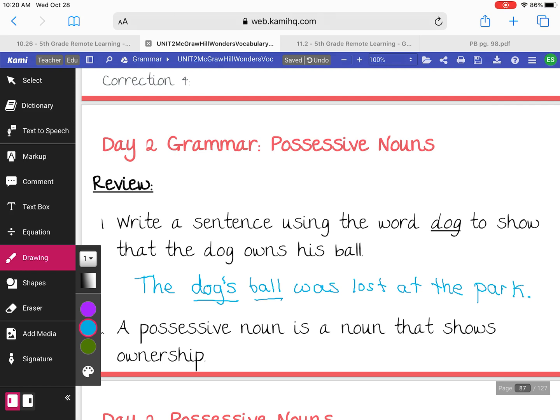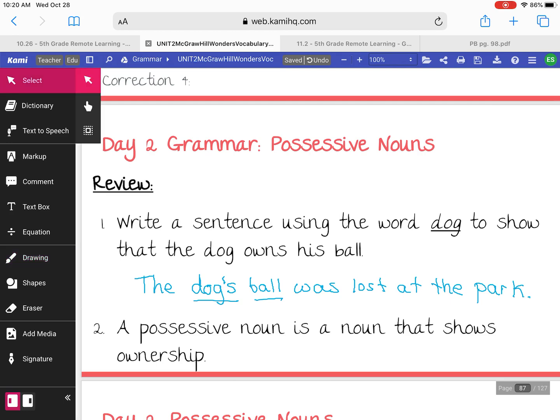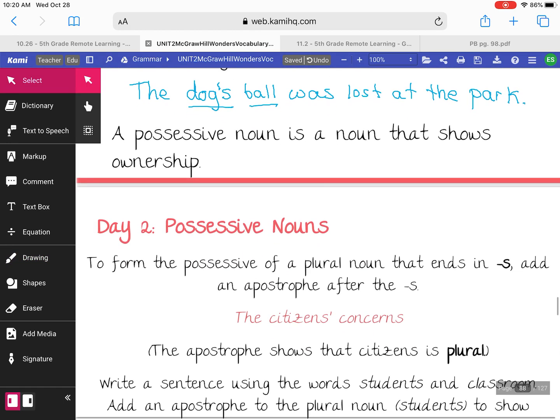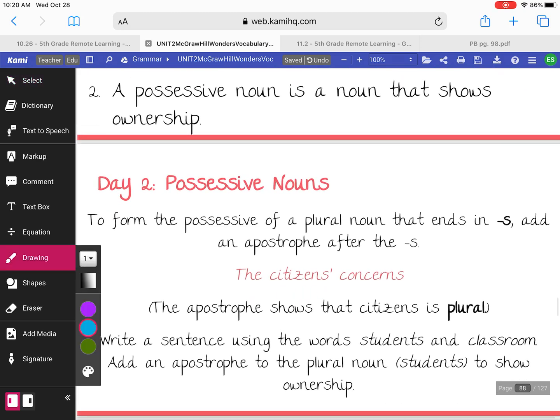Again, a possessive noun is just a noun that shows some ownership. If we scooch down a little, it gets a little trickier. And we're going to talk about plural possessive nouns. Possessive means own something. Plural means more than one. I'm going to write that up here. Own something, more than one. A plural noun that ends in an S, add an apostrophe after the S.